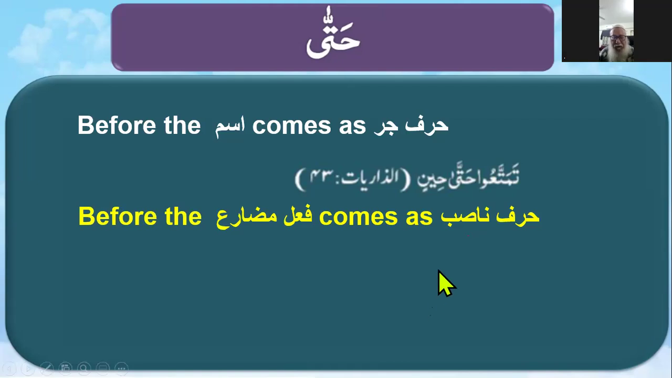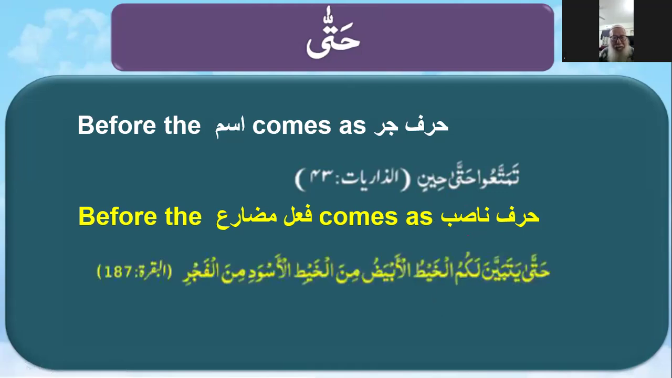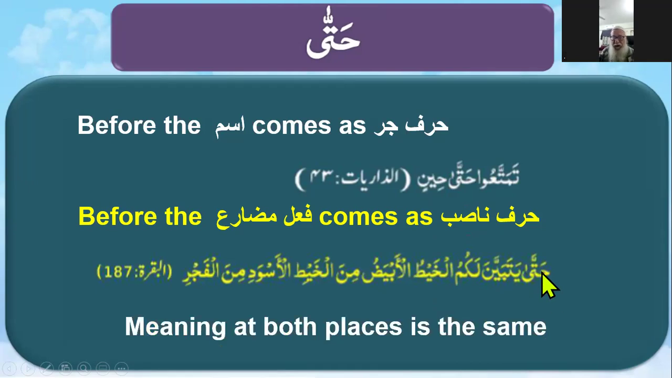Before the fi'l mudari it comes as a harf nasb. When it comes before the ism, it is harf jar. When it comes before the fi'l mudari, then it is nasb. Just like, look, bismillah. حتى يتبين لكم الخيط الأبيض من الخيط الأسود من الفجر. Look, it was يتبين. So hatta came and gave the fatha. Hatta yatabayyana. Meaning at both places is the same, but they differ in structure.